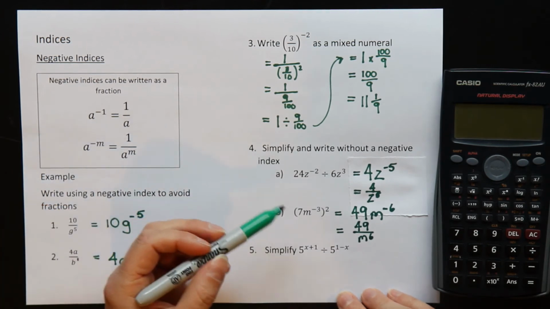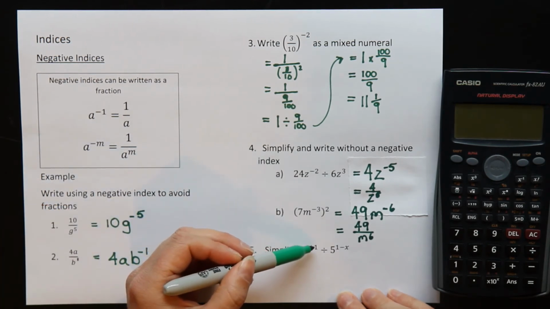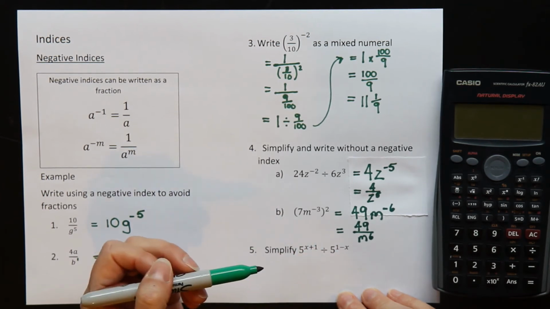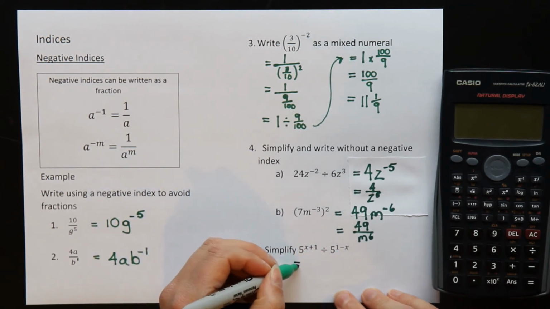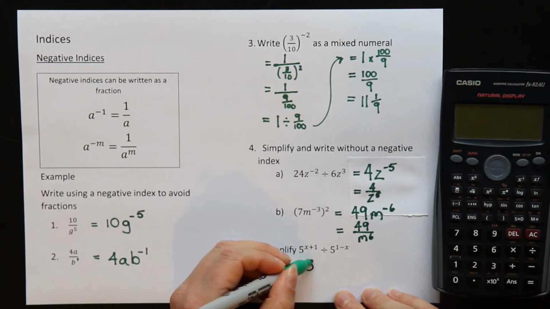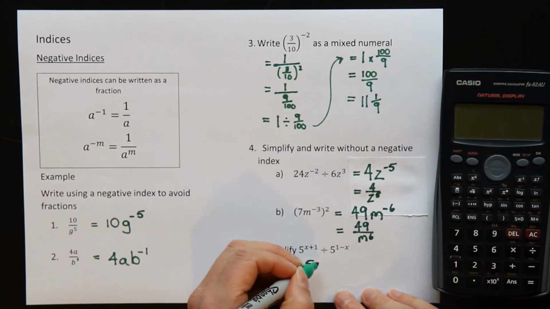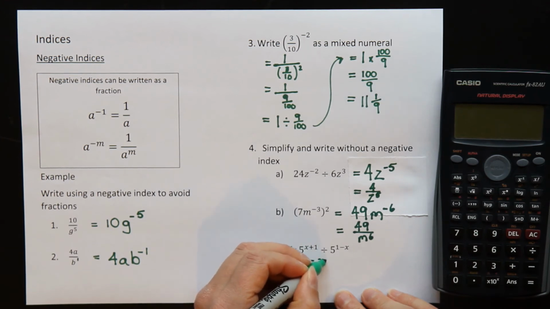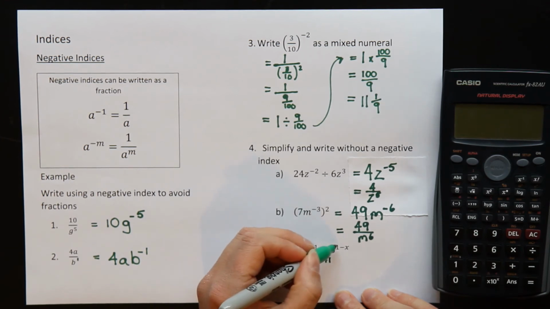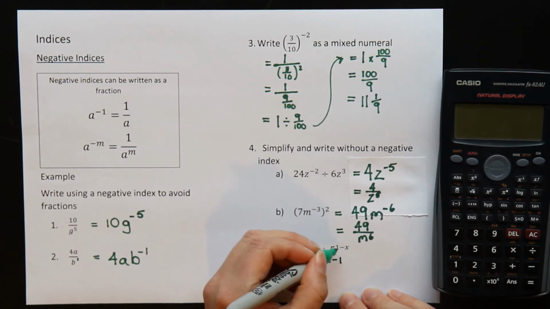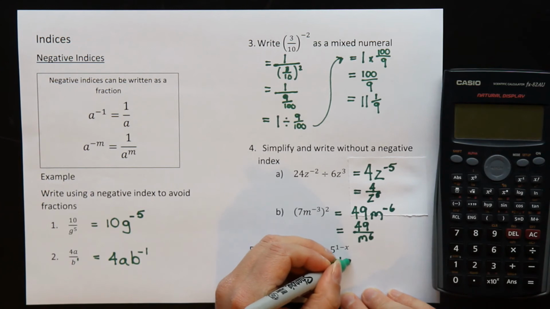Question 5. 5 to the power of x plus 1 divided by 5 to the power of x minus 1. Okay, if 5 is the base and we're dividing, we want to subtract the powers. So we want to do x plus 1. Now we have to minus both of these, so minus another 1, and minusing a minus will make that a plus x.